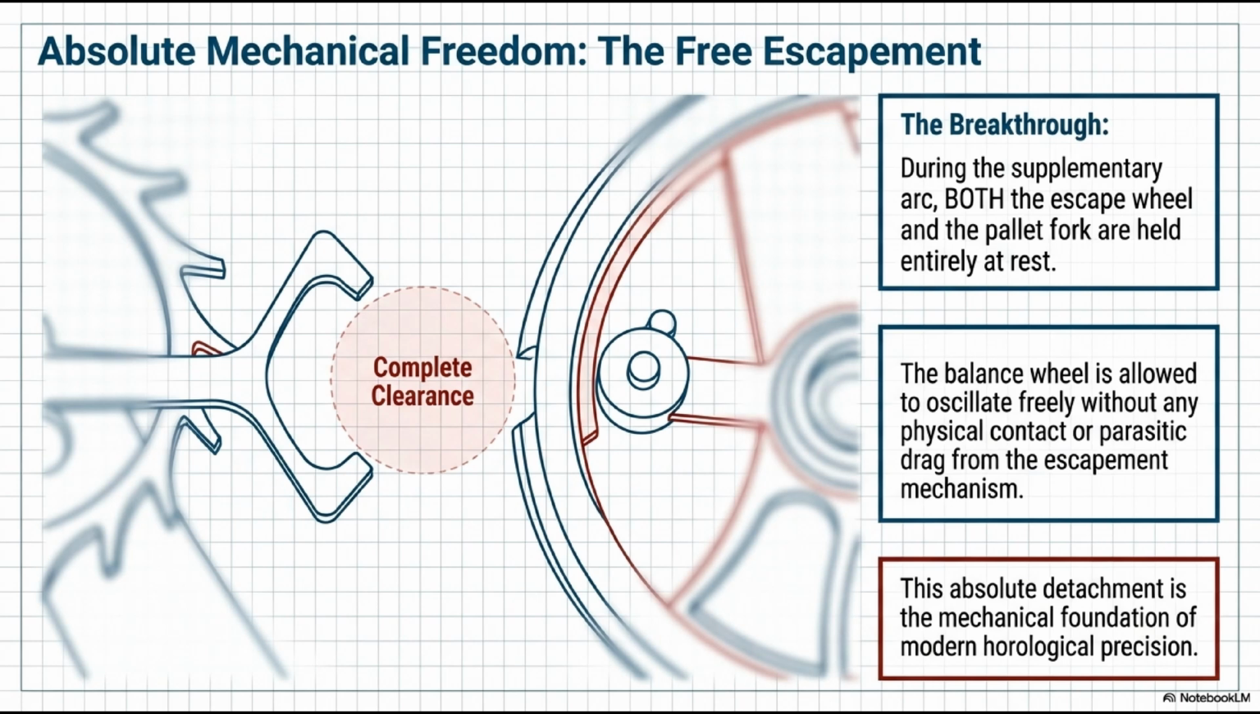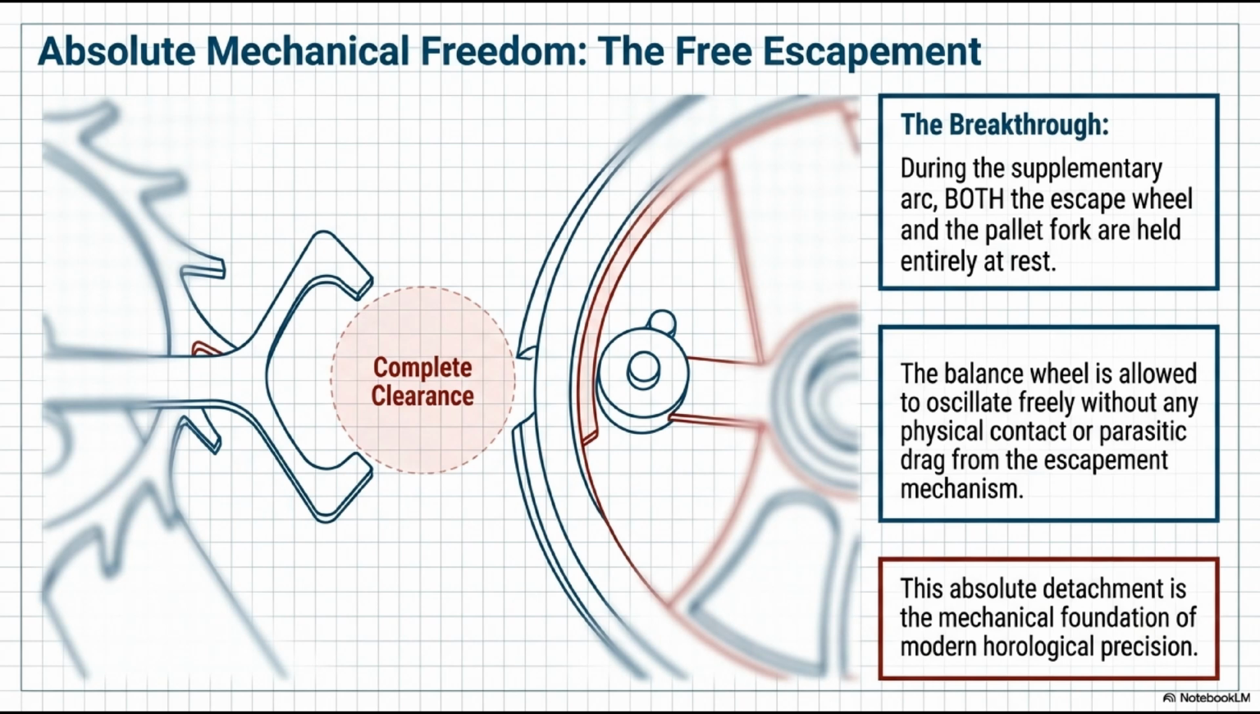The balance wheel's oscillation frequency is therefore governed exclusively by two of its own physical properties: its moment of inertia, determined by its mass distribution, and the stiffness of its hairspring. These two parameters define the natural frequency of the oscillator with mathematical precision, and they do not change with the mainspring state of wind. This mechanical isolation is the foundation of precision.